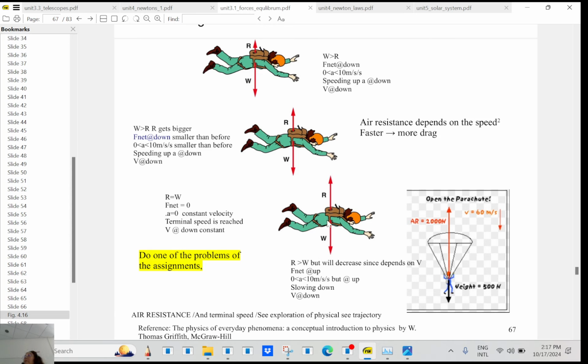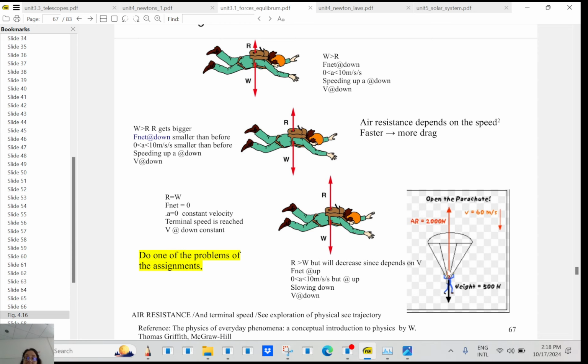What about here? What's happening here? Is there an acceleration? No. She is in dynamic equilibrium. The velocity is constant, so the acceleration is 0. She reached a cruising speed. She reached the terminal speed. So it's not like she's stopping mid-air. No, she's still going down, but at a constant speed.